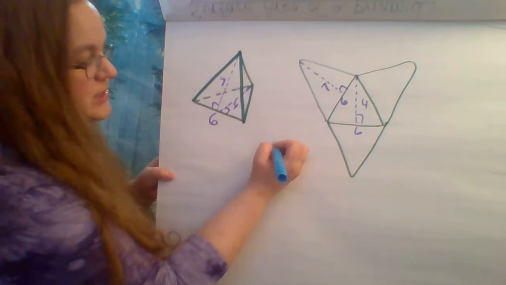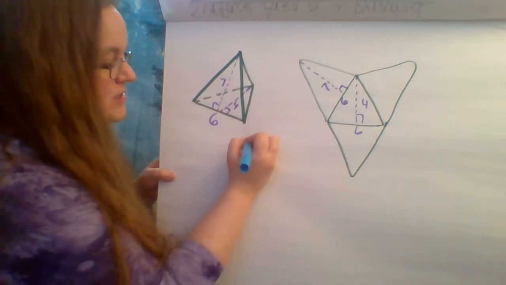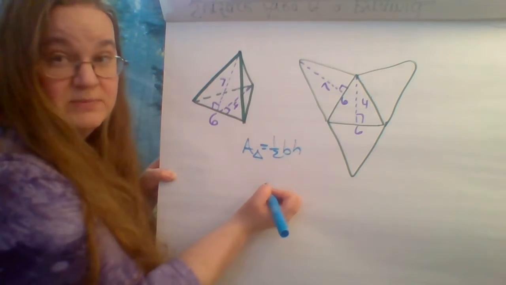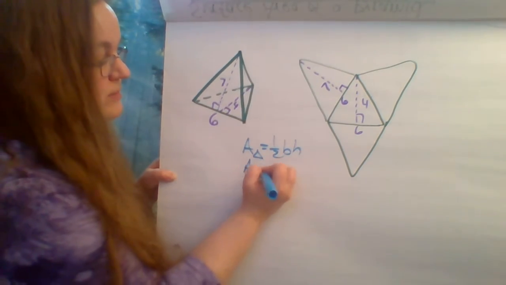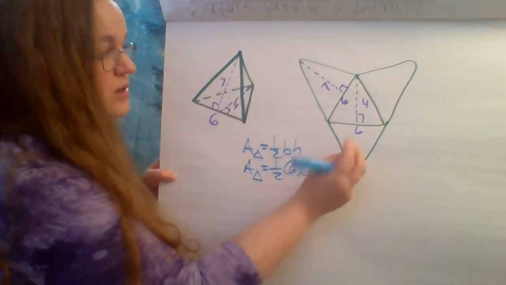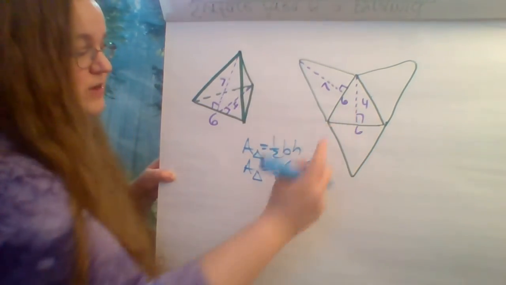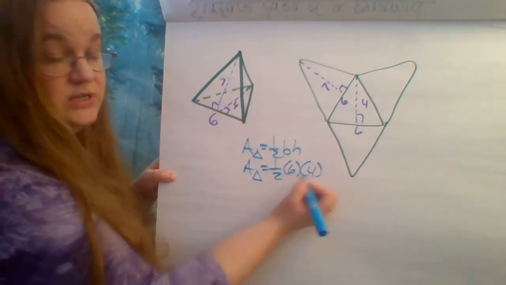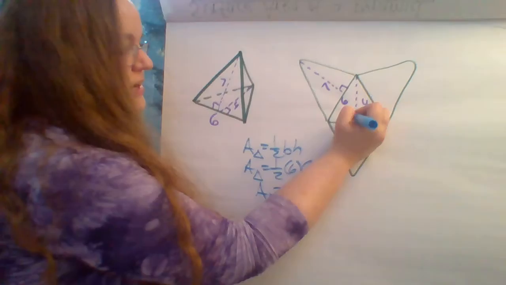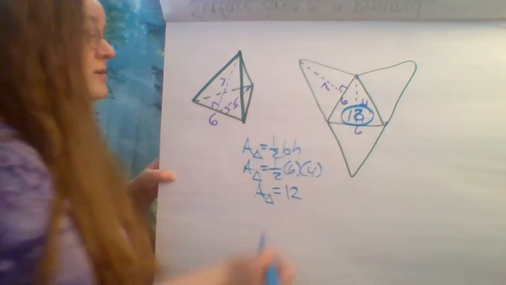So let's start with the center. 1/2 base times height. And so I'm going to do 1/2 of 6 times 4, because the middle triangle is 6 by 4. 1/2 of 6 is 3, times 4 is 12. So this area in the center is going to be 12.